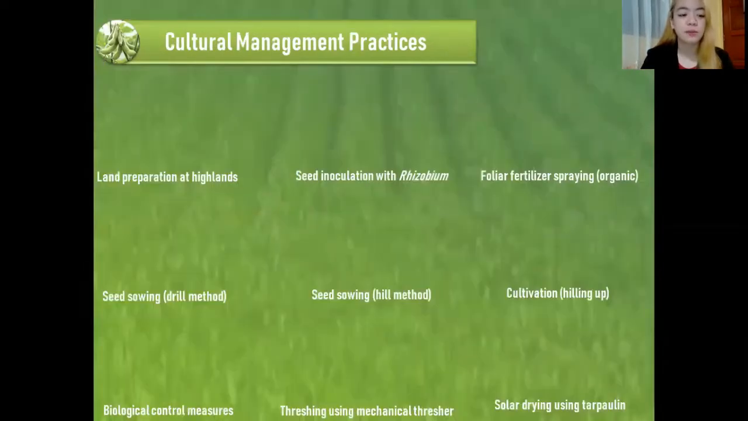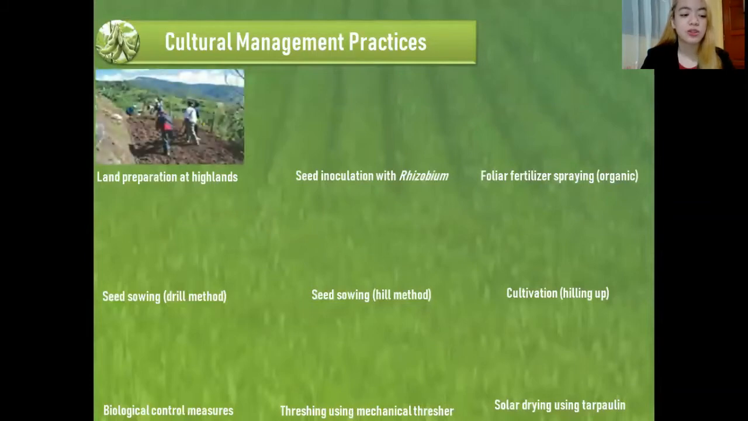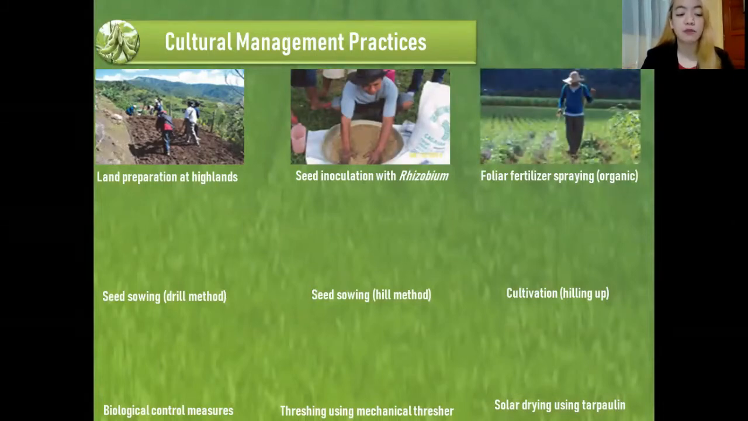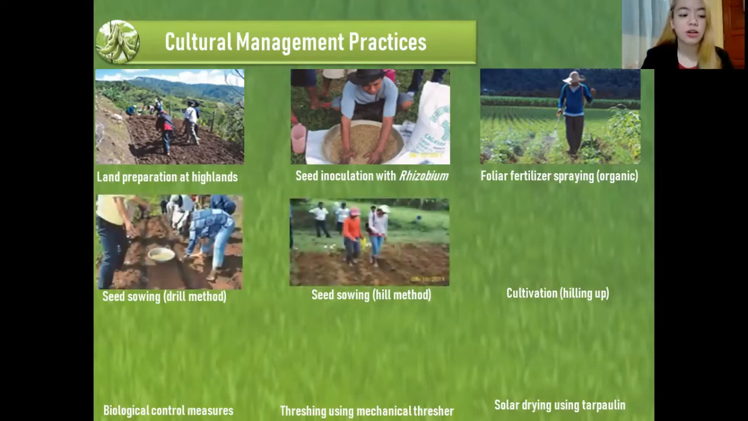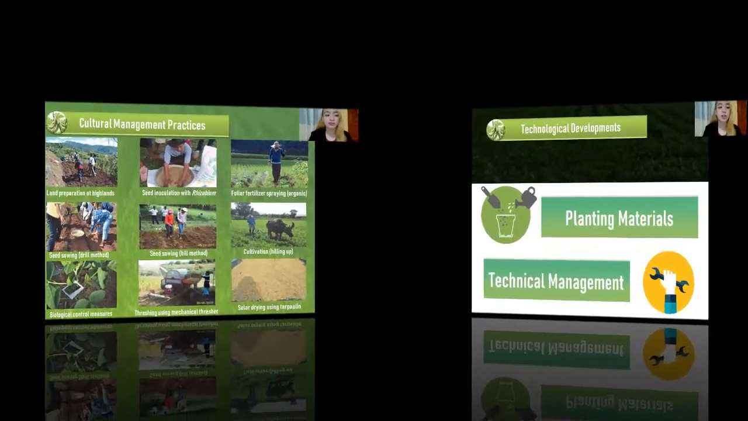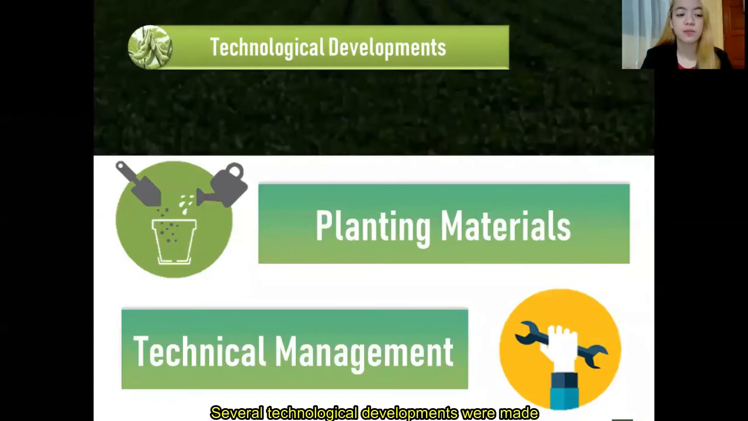It all starts with land preparation and field selection, choosing the best and appropriate variety of seed. Next is furrowing, seed inoculation with rhizobium bacteria, and fertilizer application. Next is planting, where we have to consider the planting seasons in some regions. Next is irrigation, which is optional. Then crop protection, seed sowing, which can be by the hill or drill method. Weed management and cultivation, harvesting, threshing, and drying. Several technological developments were made for planting materials and technical management for success in continuous soybean production.